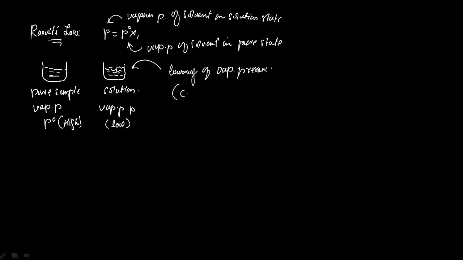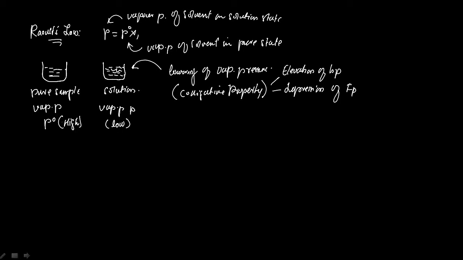And this is a colligative property. Those properties which depend upon the number of particles, but are independent of their nature, are known as colligative properties. Besides lowering of vapor pressure, we also noted elevation of boiling point, depression of freezing point, and osmotic pressure. All these are examples of colligative properties.